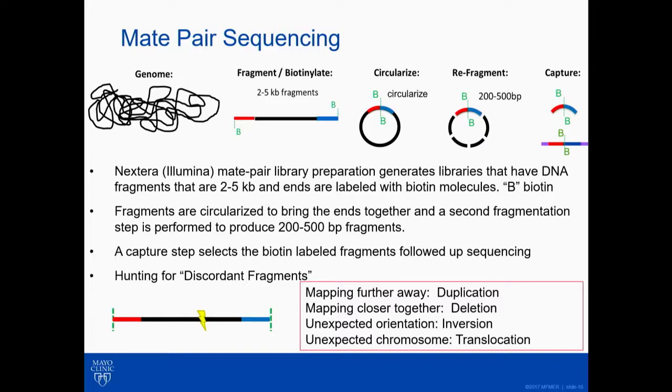So when we run the sequencing results through our algorithm, we're essentially hunting for discordant fragments. So when we have fragments that are mapping farther away, then this gives us information that there could be a duplication. When we map closer together, a deletion, or if we have an unexpected orientation, this could be a sign of an inversion. If there is an unexpected chromosome location, fragments on different chromosomes, then we have a translocation.